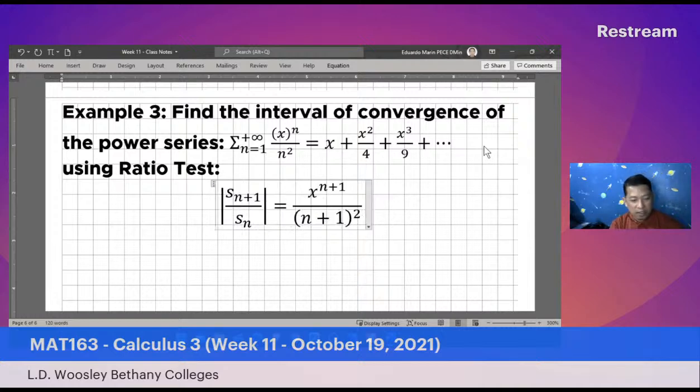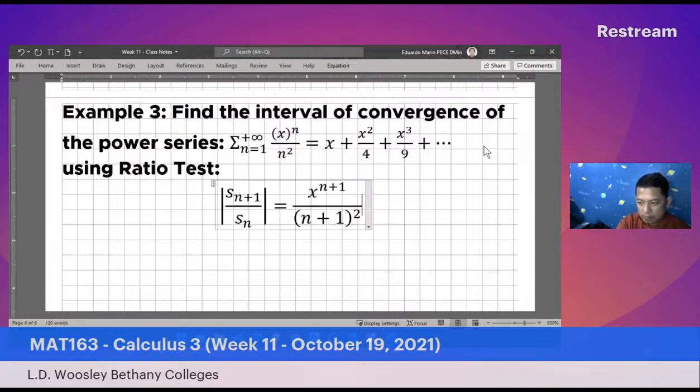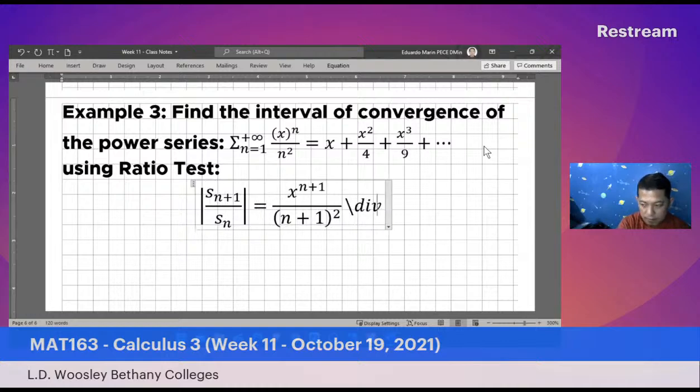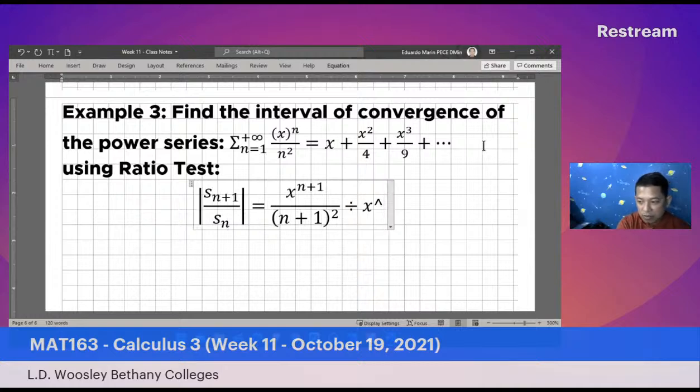Yan, so yan yung makikita natin dyan. Divided by, of course, we have x raised to n all over n squared. Okay. So from here, paikliin na natin. So ano ngayon magiging ano natin dyan?